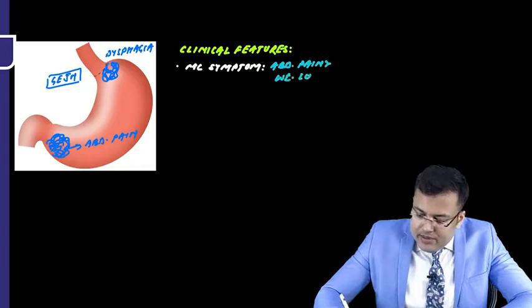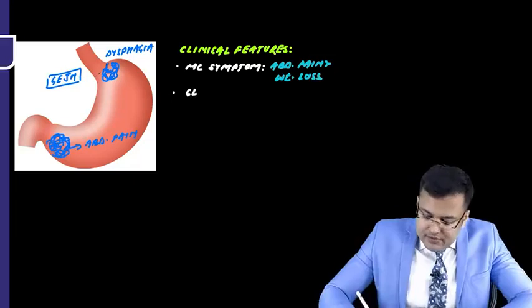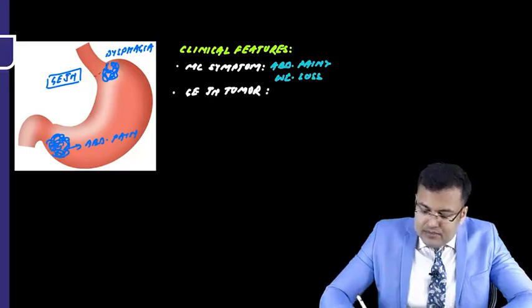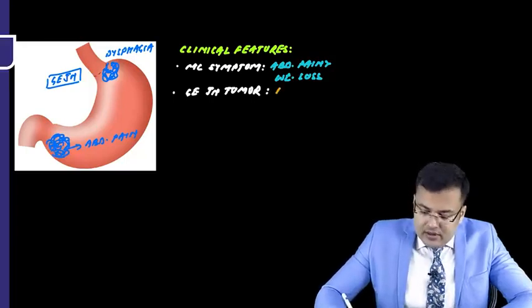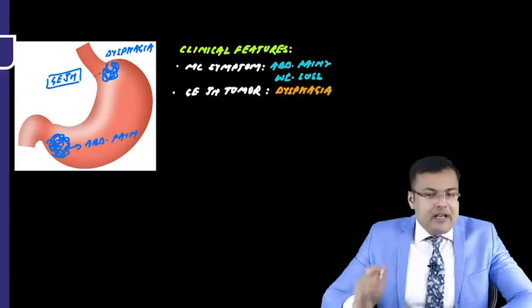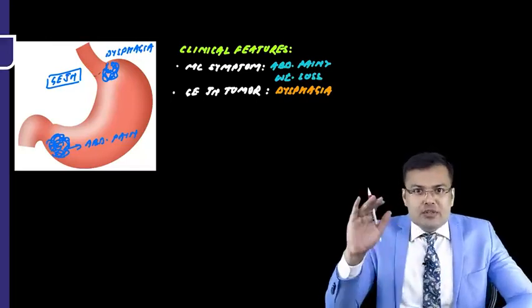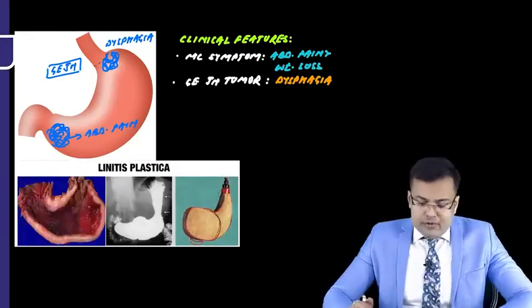This is abdominal pain followed by weight loss. And for GE junction tumors, the most common symptom is dysphagia. And nowadays you will notice that the incidence of GE junction tumors is rising.